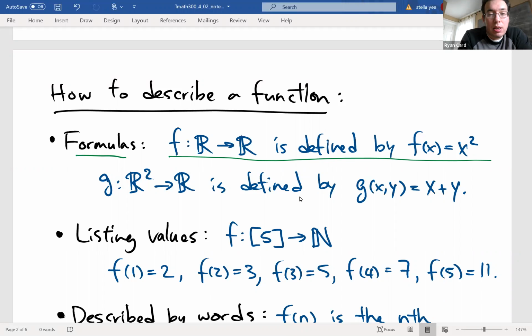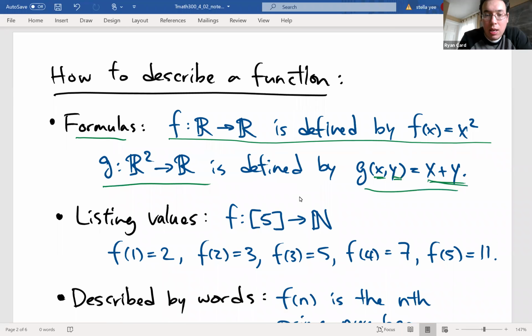Here's another function, g, defined by adding together two different numbers, x plus y. So this is a summation function. It takes two inputs and then adds them together and outputs the sum.